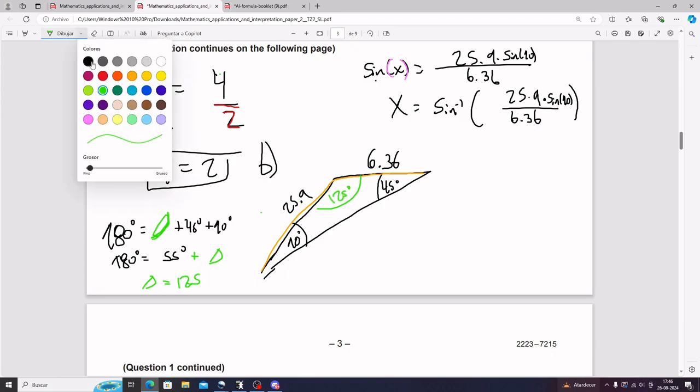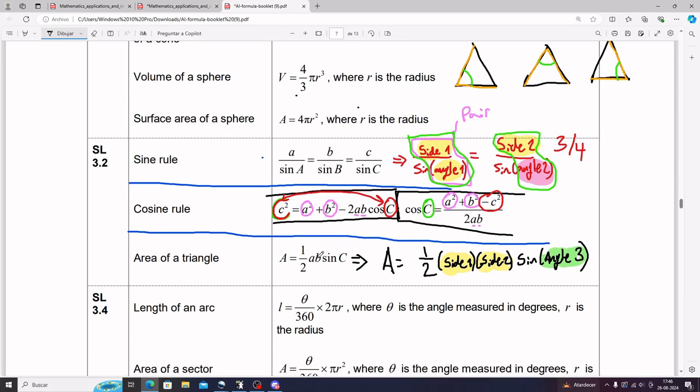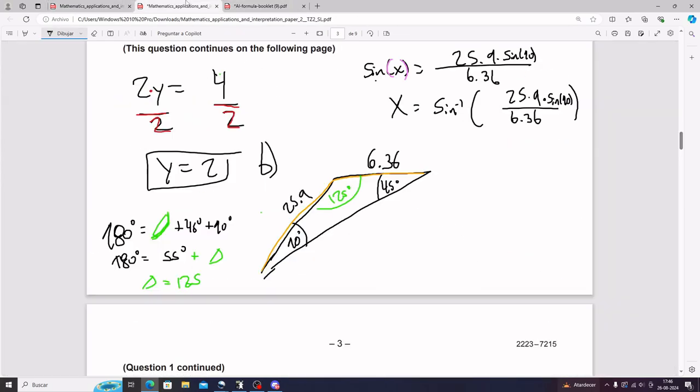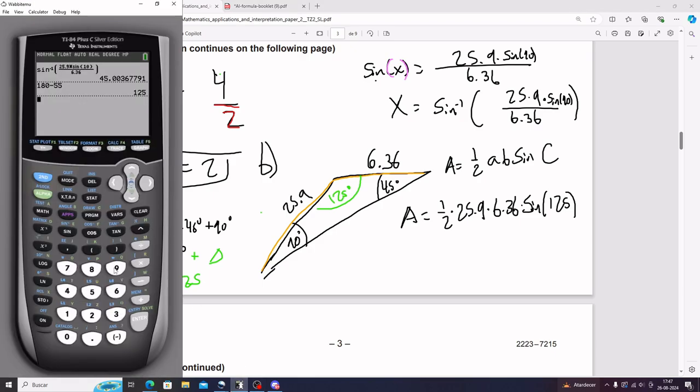That means I can now officially use the formula for area of a triangle, which is right here. So area of triangle is 1/2 times AB times sine C, which, as we mentioned earlier, is really just two sides and the angle in the middle. So side number 1, I will call it the 25.9. Side number 2, I will call it 6.36. And the angle in between is obviously going to be sine of 125.